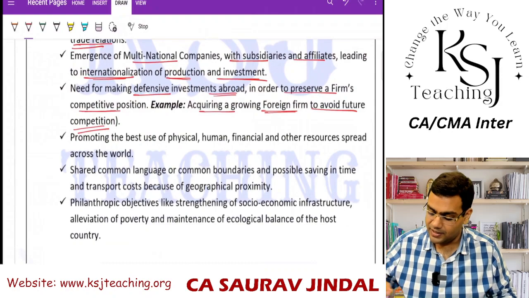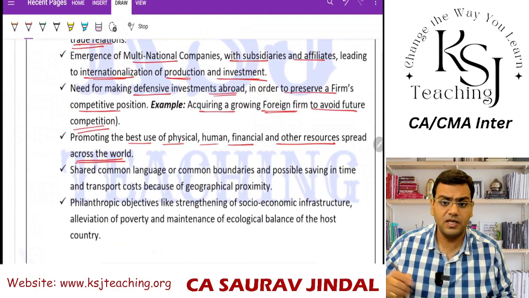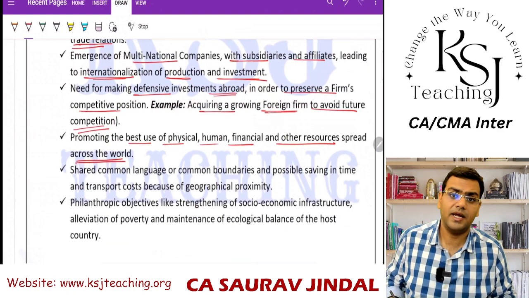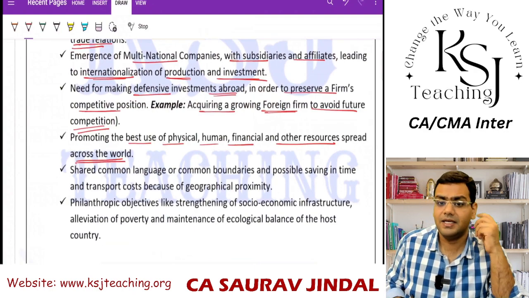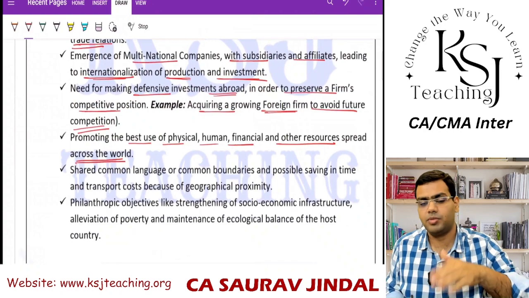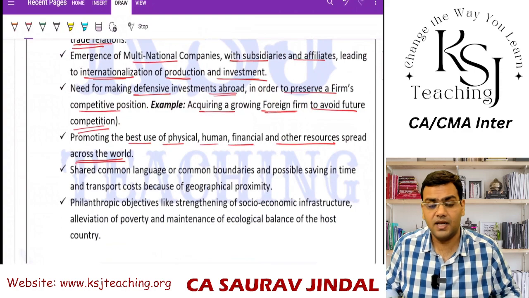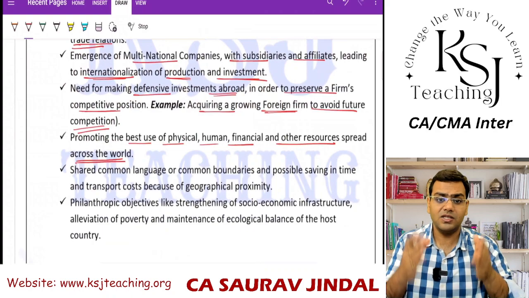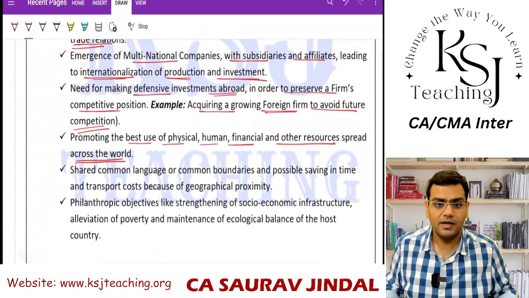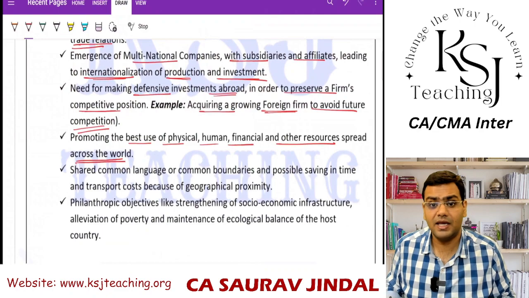Promoting the best use of the physical, human, financial and other resources spread across the world. Obviously when you invest in some other country, you are getting the best of technological resources, financial resources, human resources. Let's say a US company invests in India, they open office in India, right? And in India, we know that people are very hard working. So they are getting the best of human resources in India. They're getting some of the finest brains of India, right? The physical capital they're getting, the other resources can be there. India is rich in the natural resources, they are getting that.